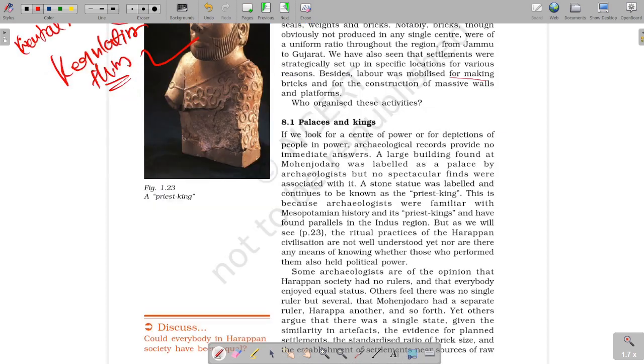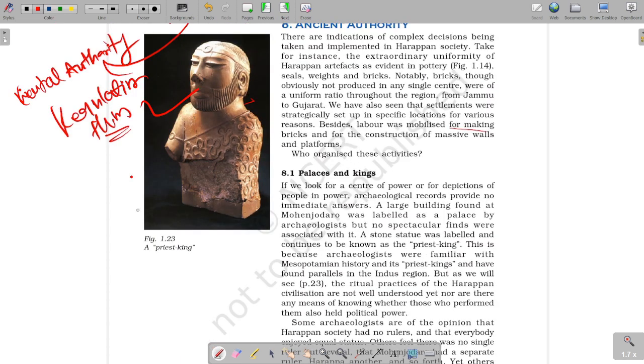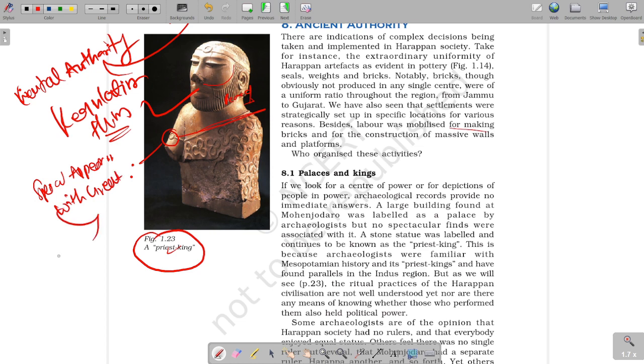Now guys, about the palaces and kings. This is depicted as the priest king. You can see the distinct engraved beard plus the shawl covered. This is the amulet. This is a very special appearing feature with great detail. Is supposed to be the priest king.